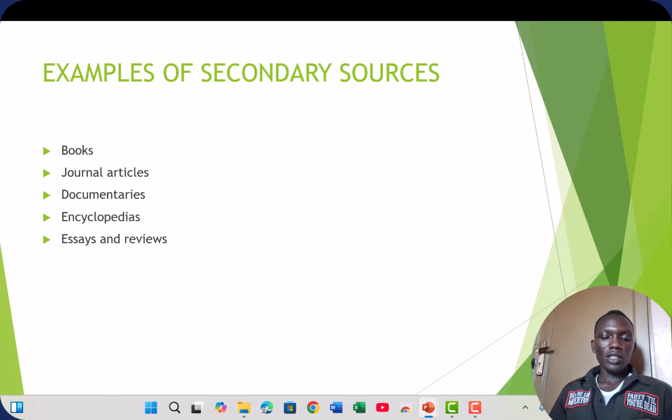Then we have examples of secondary sources. The first one is books. Books, like historical books, books discussing causes of World War II, or maybe causes of World War One. So the first example is books.